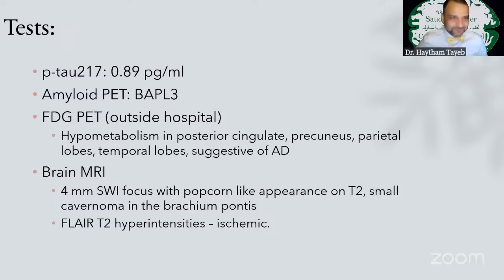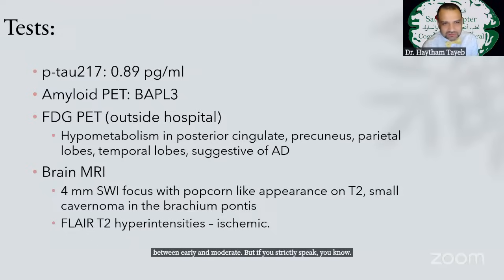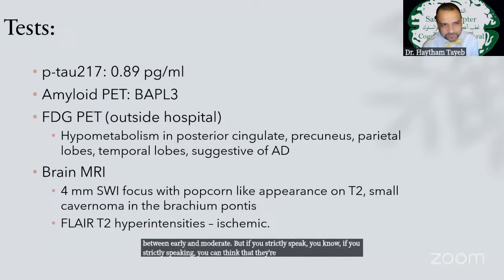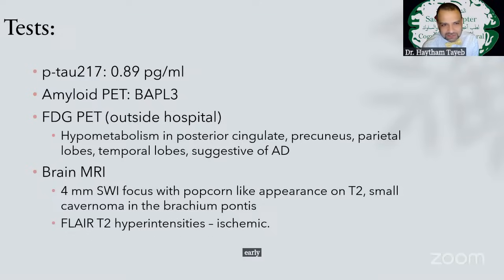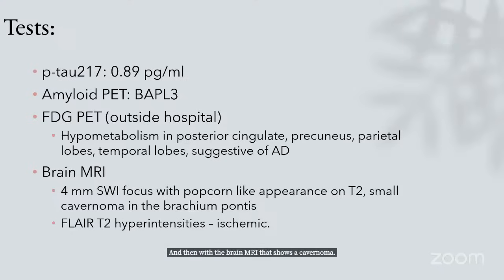Would any of you offer this patient in this context lecanemab or donanemab? In summary, a patient on the borderline between early and moderate. But strictly speaking, you can think that they're early. And then the brain MRI shows a cavernoma. Well, it might not be an absolute contraindication, but given that he's already borderline, I might rethink that.